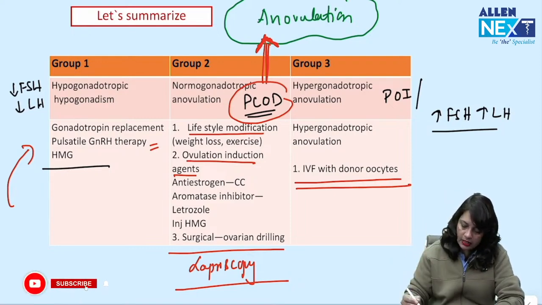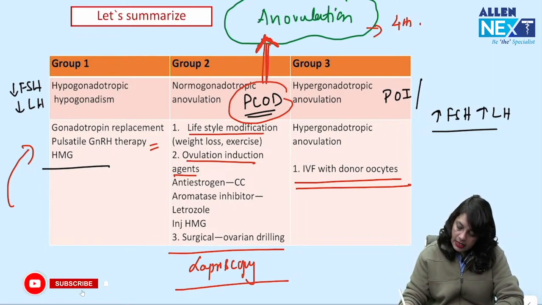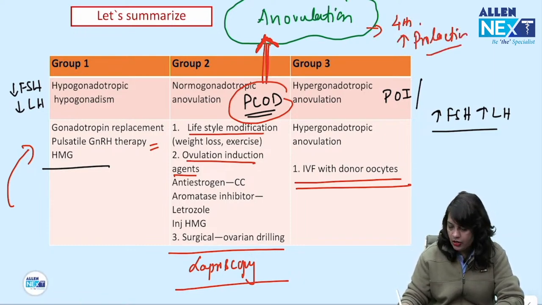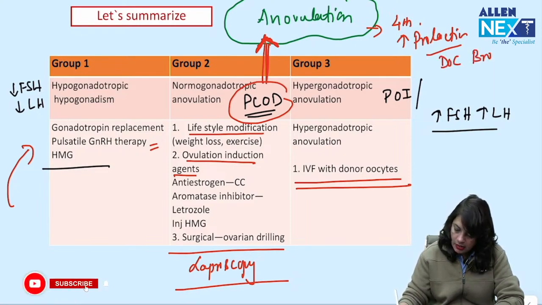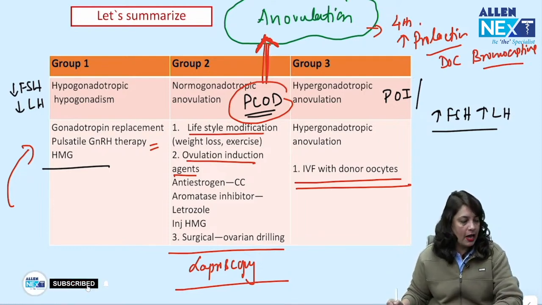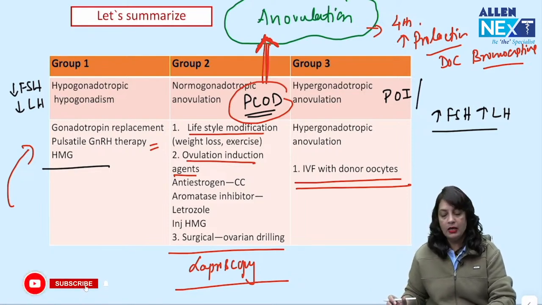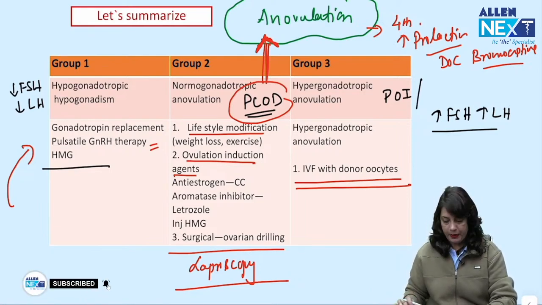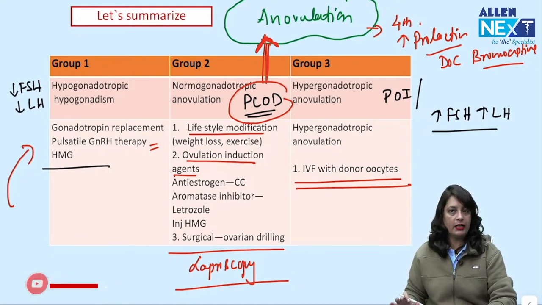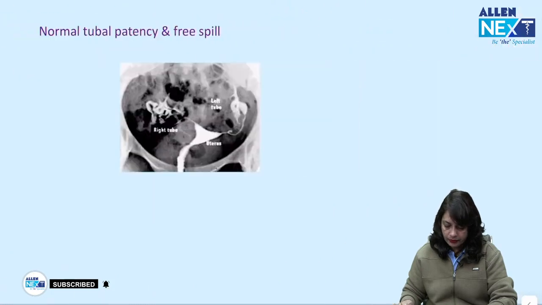And there is a fourth category, that is it is caused by hyperprolactinemia. Then your drug of choice is bromocriptine. Drug of choice for hyperprolactinemia causing anovulation will not be cabergoline, it will be bromocriptine. So remember, that is a fourth category of anovulation, so it is given a separate category.